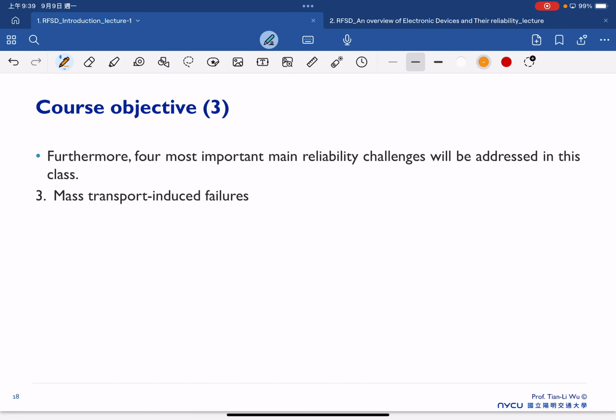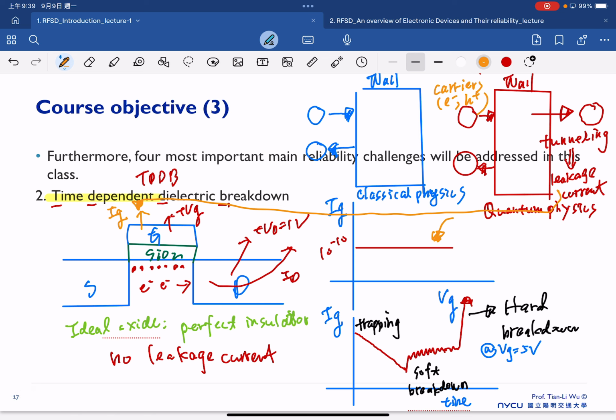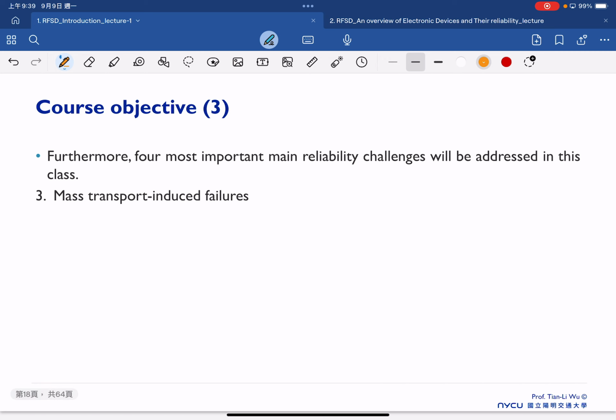Okay, last week we stopped at TDDB. That's one of the main topics in this class. We will talk about time-dependent dielectric breakdown: how we test it, and how we understand the phenomenon that happens in TDDB. Furthermore, we will also talk about some reliability issues in the back end of the line.